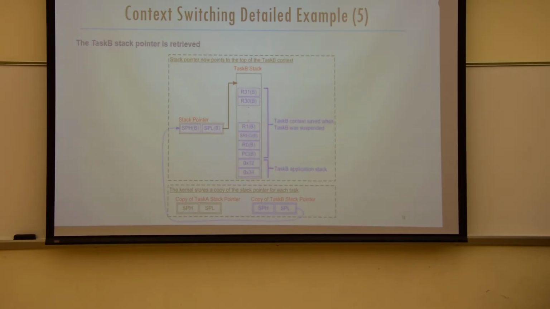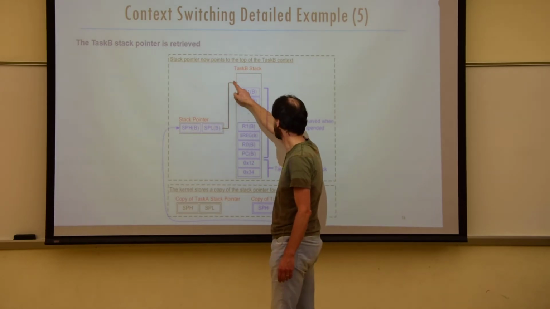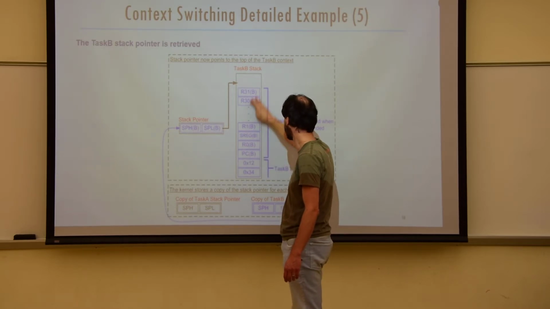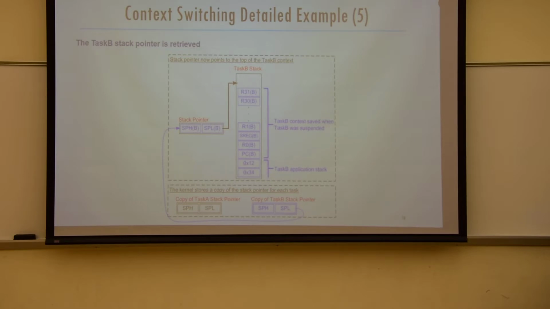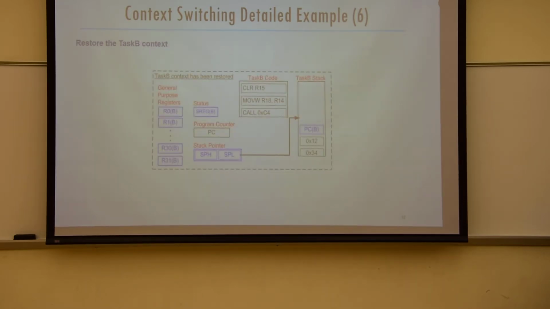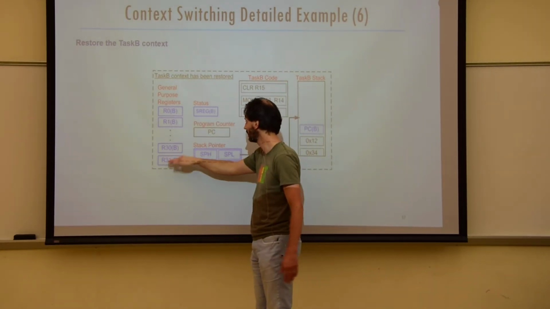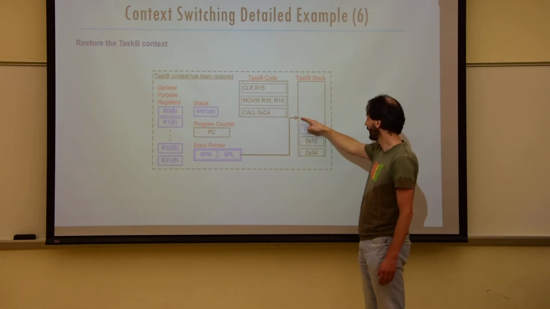So for example, in this particular case, the task B stack pointer is retrieved. It's pushed into here, it's loaded, and now this will point at this particular spot, and here we see the whole context of task B. So what are you going to do? You're actually going to load all that information. So you restore task B's context by loading all that information from the stack into the registers and the status register. And then we are here.